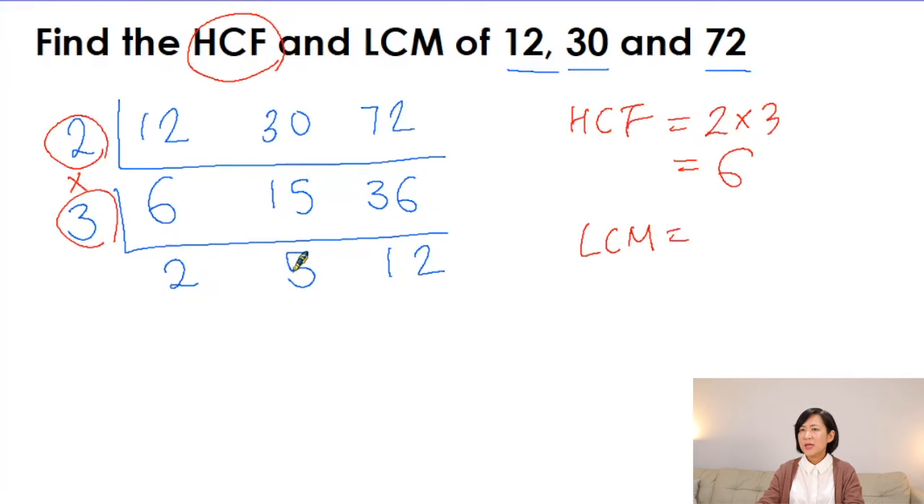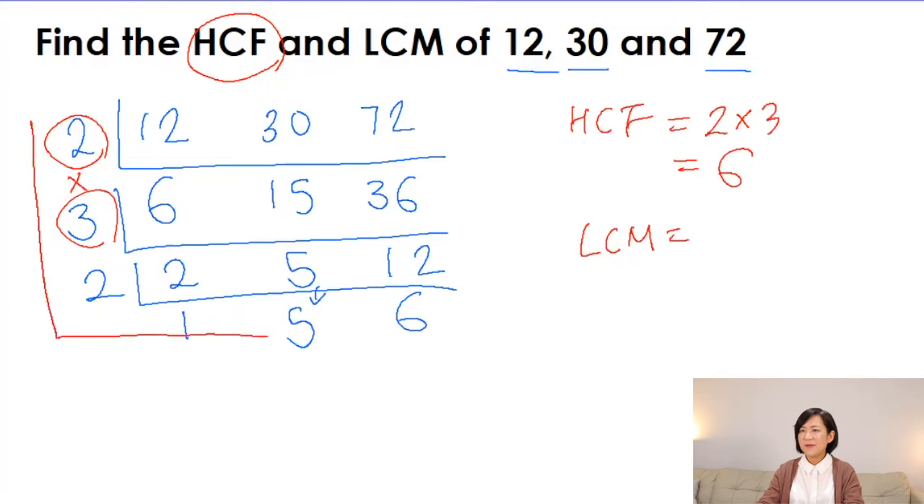So, can you see any common prime factor of 2 numbers? 2 and 12. So 2 into 2, 1. So carry down the 5, then the 6. Think about the 3 numbers. We can't find any common prime factor. So now draw the big L shape, then times them all together.